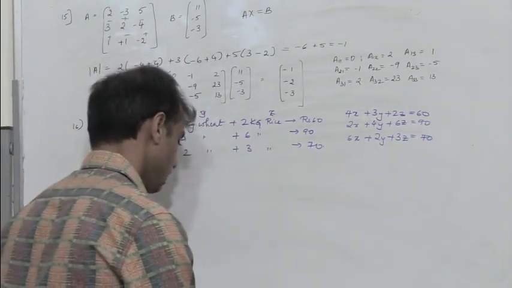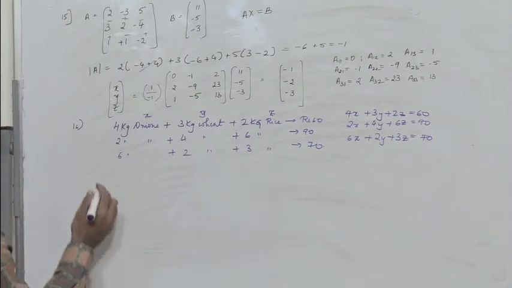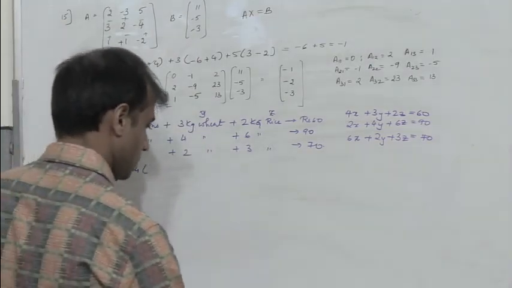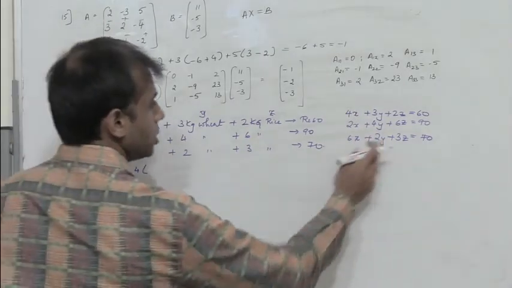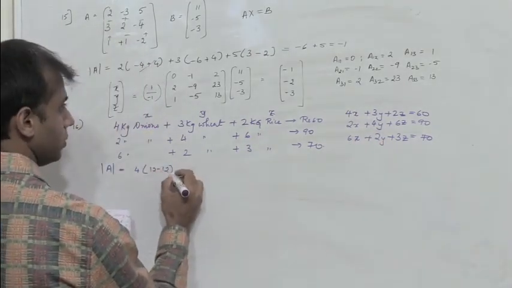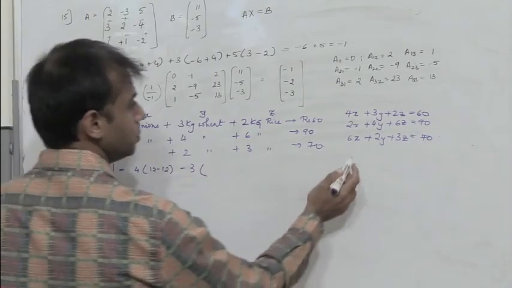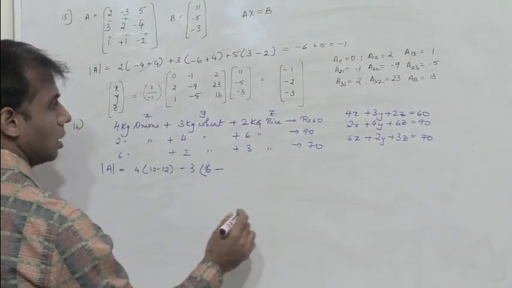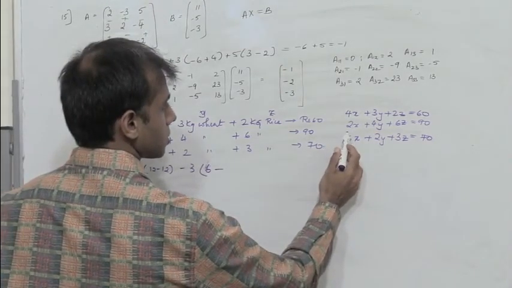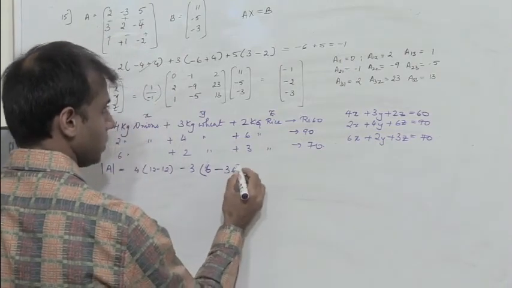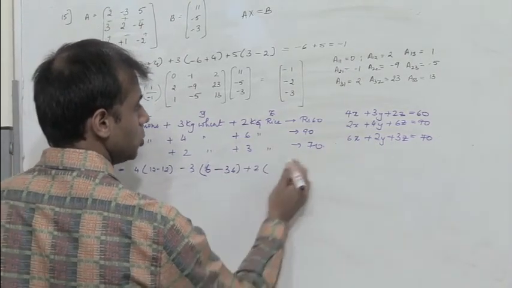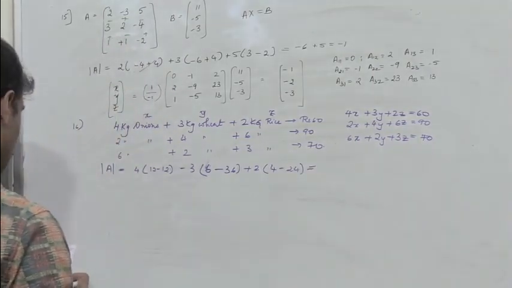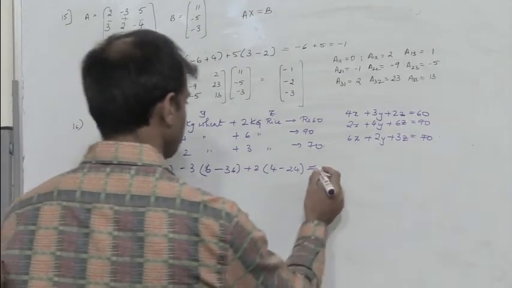Okay, so we need to find x, y and z. So let us find determinant A. So this is 4 into 3, which is 12, minus 12, minus 3 into 2 into 3 is 6, 6 minus 36, then we have plus 2 into 2 is 4 minus 24. So that gives us 50.